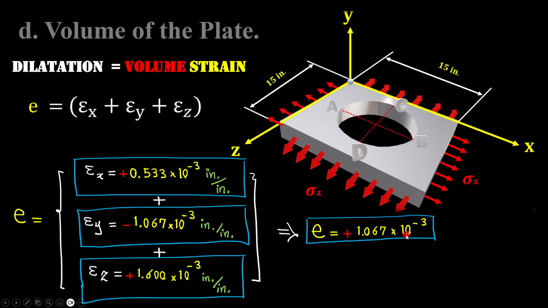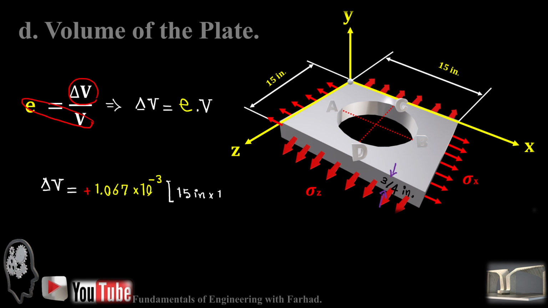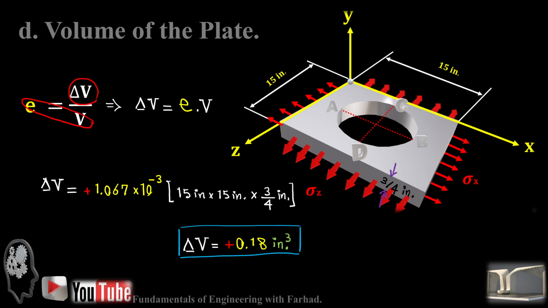1.067 times 10 to the negative 3. And then delta V is the multiplication of the original volume times the dilatation, or volume strain, which we already calculated. If we multiply that by the volume of the plate, which is 15 inches times 15 inches times the thickness of the plate, it gives us delta V equal to positive 0.18 inch cubed.